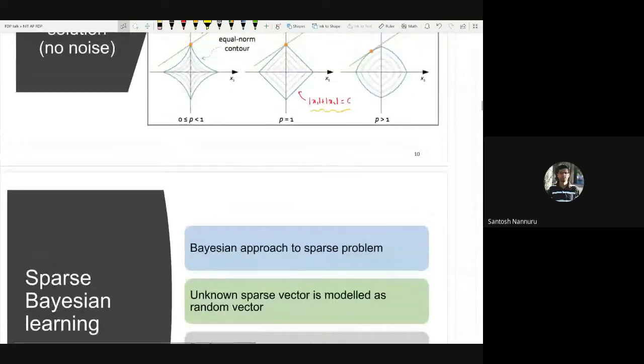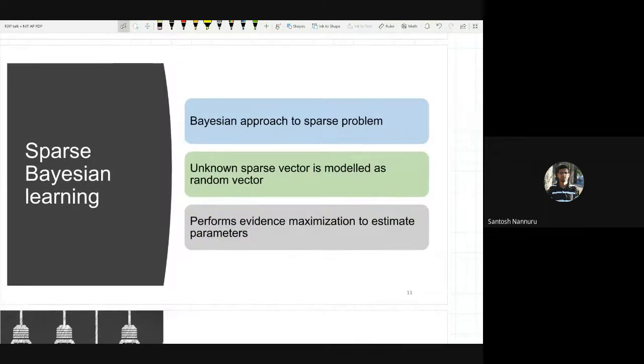Okay, so this was a general formulation. Now I'll just mention sparse Bayesian learning, which is our algorithm of focus, so to say. It uses a Bayesian approach to the sparse vector finding problem. Bayesian meaning it imposes prior and likelihood distributions over the unknowns and tries to find the posterior. So it's randomness included, which you are including basically by some kind of hierarchical modeling.